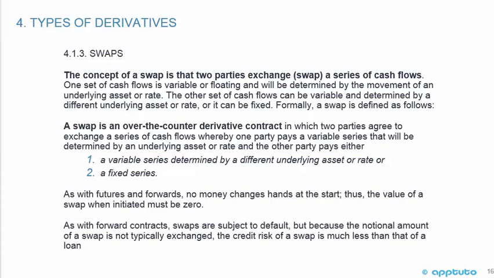As with forwards and futures, no money changes hands at the start. Thus, the value of a swap when initiated must be zero. So we're seeing that again. Futures, forwards, and swaps, no money changes hands at the start, therefore the value is zero. Not like an option, where an option has a price and the buyer of an option pays the option premium, okay? As with forward contracts, swaps are subject to default, but because the notional amount of a swap is not typically exchanged, the credit risk of a swap is much less than that of a loan.